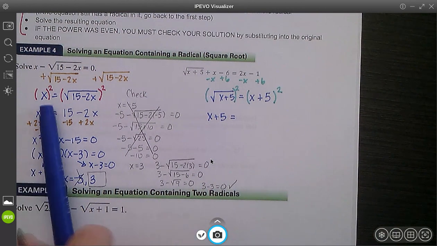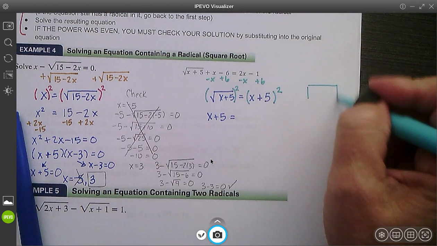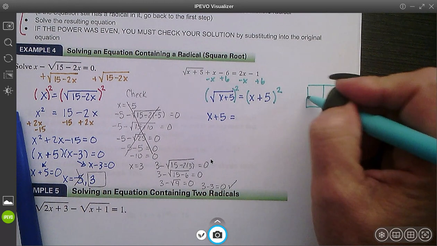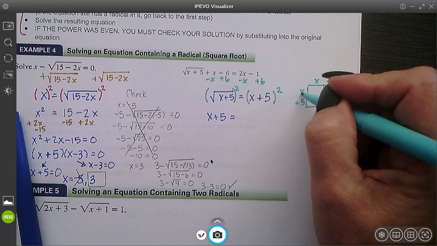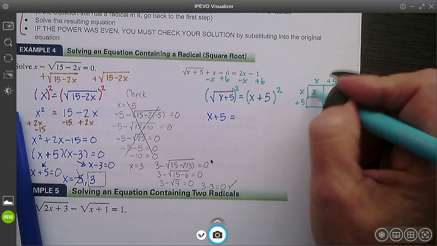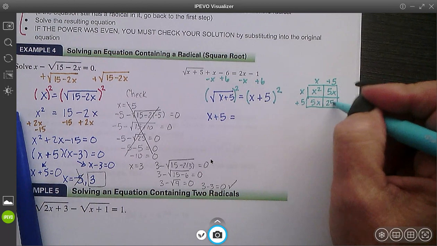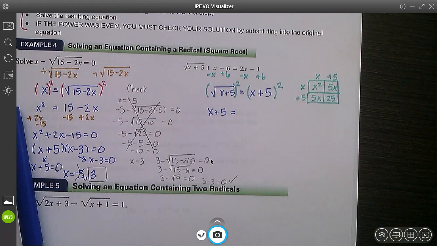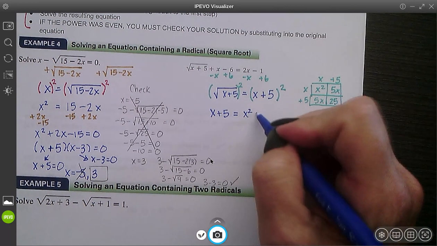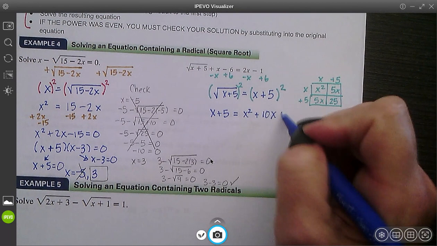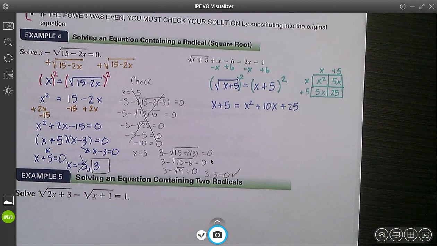On the right side, when I am asked to do x plus 5 squared, that means I have to take x plus 5 times x plus 5. And I'm going to box multiply that. So on the right side, I'm going to have x squared plus 10x plus 25. Okay. Now that is a quadratic equation.